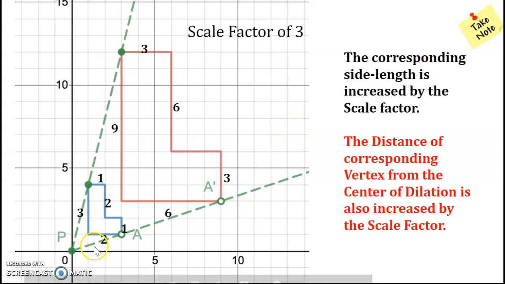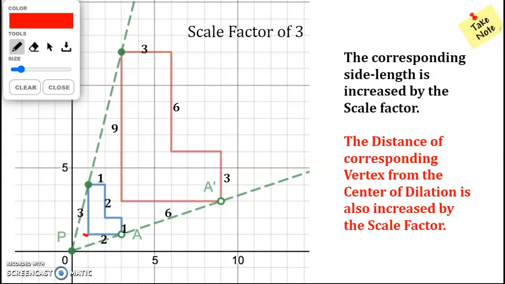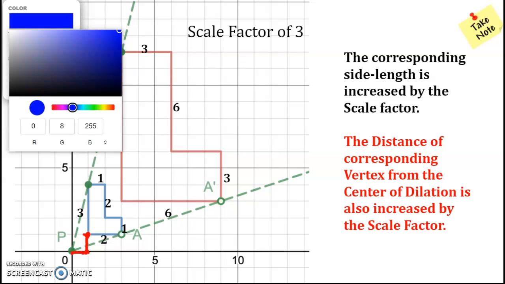Okay, what about the position? If I consider this point here, I know that from the center of origin it went 1 unit to the right, then 1 unit up. So 1 unit to the right multiplied by 3 will be 3 units to the right. Instead of 1 unit, it's going to be 3 units to the right. So I am going to go 1, 2, 3 units to the right, and instead of going up by 1, I am going to go up by 1, 2, 3. 1 times 3 is going to be 3, and this is the corresponding point to this.